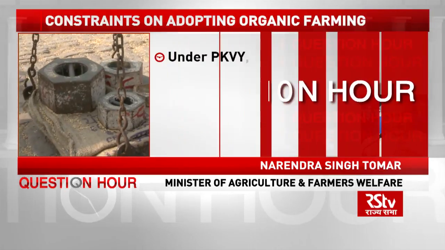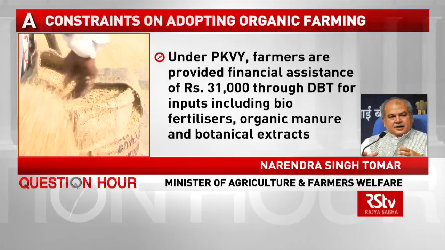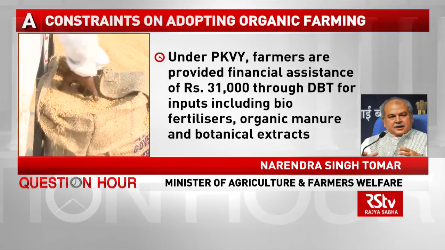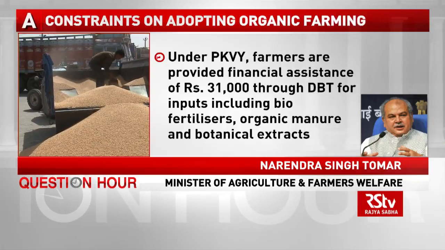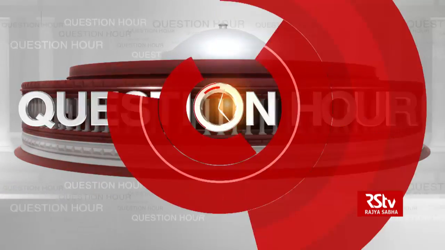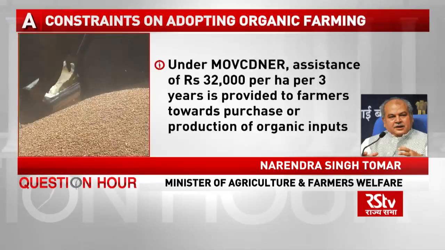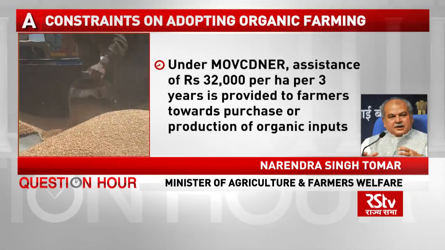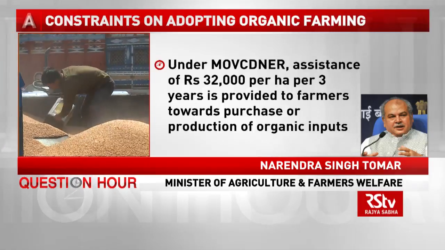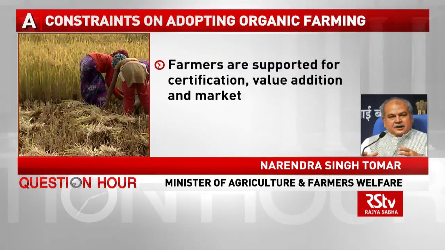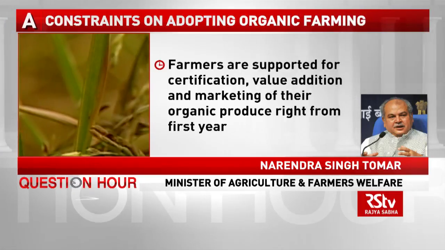Under the scheme, farmers are provided financial assistance of 31,000 directly through DBT for inputs, biofertilizers, biopesticides, organic manure, compost, vermicompost, botanical extracts, etc. Similarly, under another assistance program, 32,000 per hectare for 3 years is provided to farmers towards purchase and production of organic inputs like seeds, bioorganic fertilizers, biopesticides, etc. In addition, farmers are also supported for certification, value addition and marketing of their organic produce right from the first year.